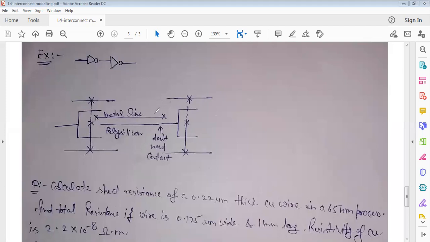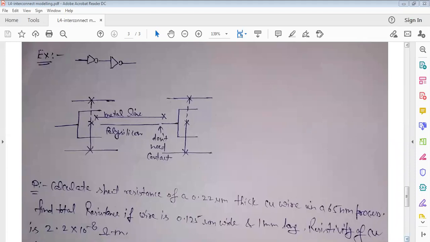There is no need to interconnect this, because interconnections basically require some area on the chip. More interconnects and more contacts will occupy more area. That's why a polysilicon line is preferred here. So occasionally, polysilicon lines can also be used.